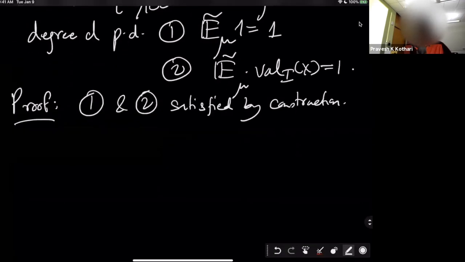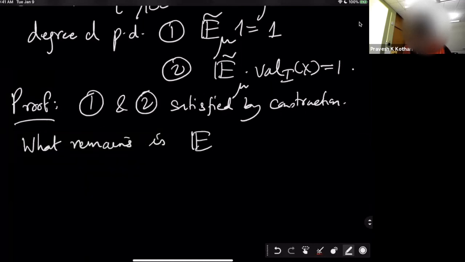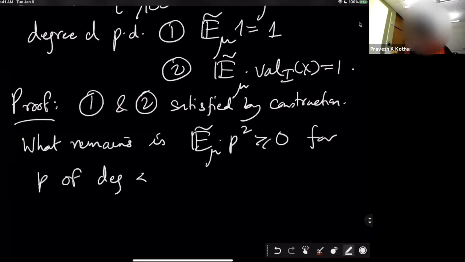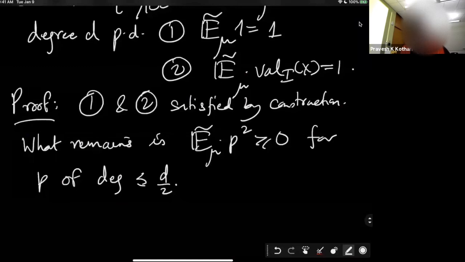So what remains to prove is this non-negativity property, which says that the pseudo expectation of every square polynomial must be non-negative whenever P has degree at most D by 2. So that's all that remains to prove. So let's prove it.